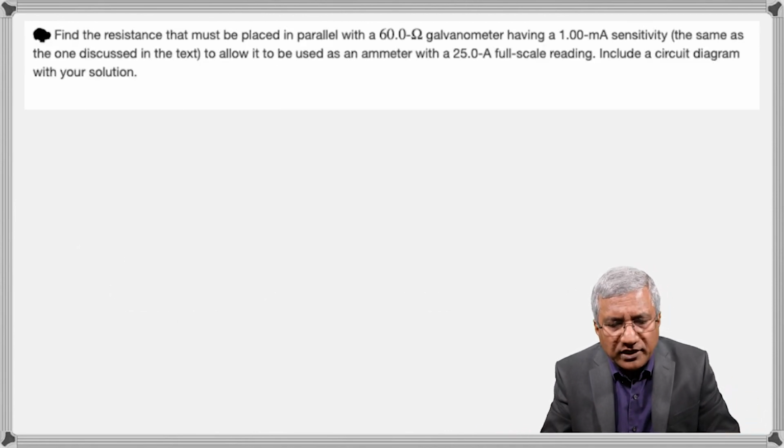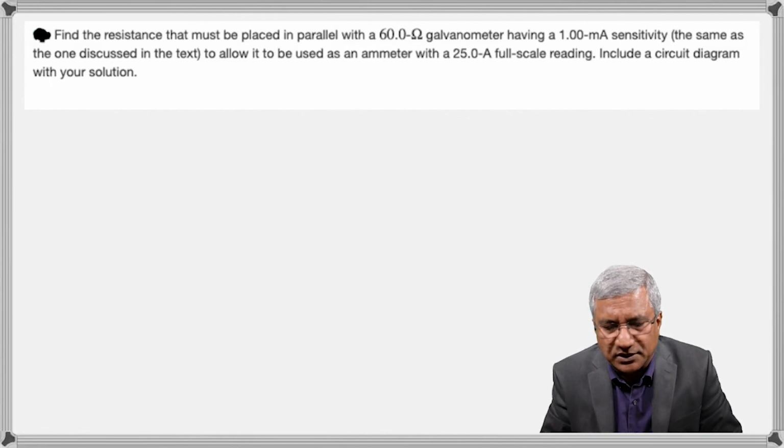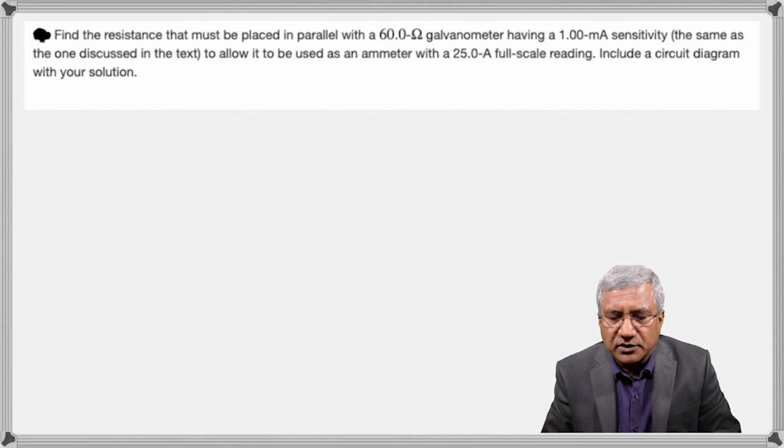Okay, find the resistance that must be placed in parallel with a 60 ohm galvanometer having a 1 milliampere sensitivity to allow it to be used as an ammeter with a 25.0 ampere full scale reading. Include a circuit diagram with your solution.